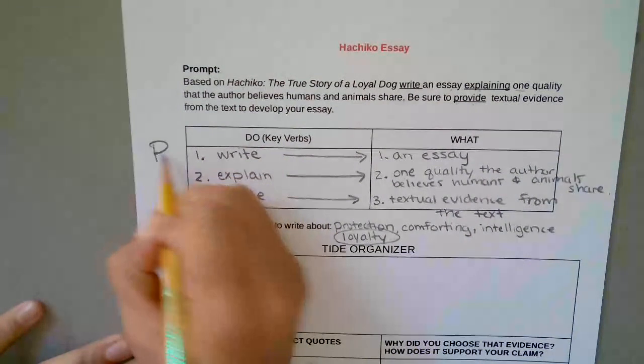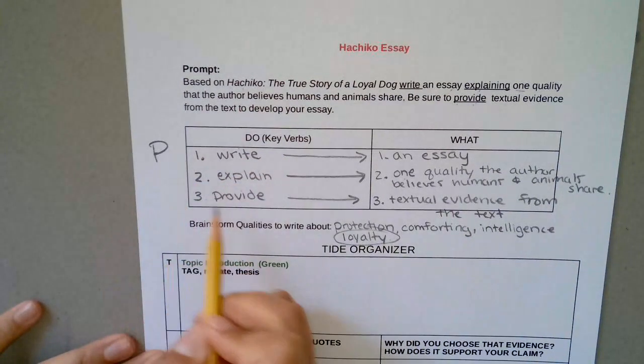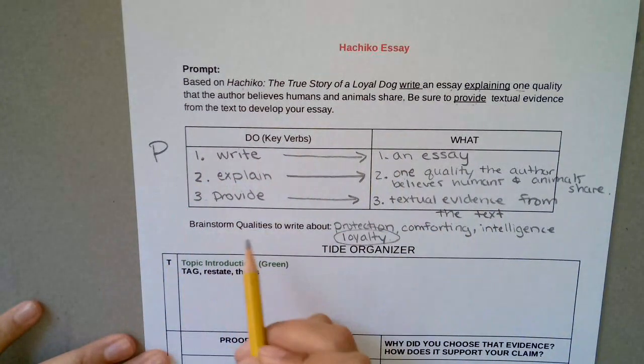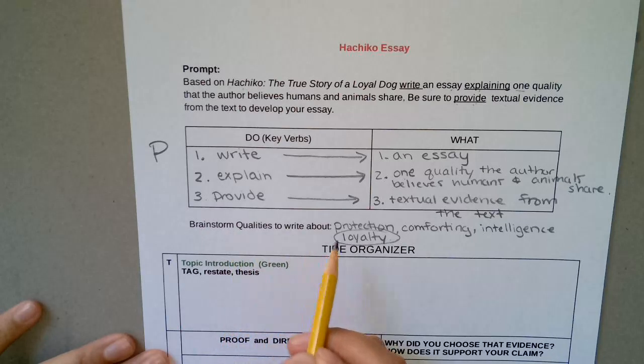Okay, so that was the P in POW, right? The pulling the prompt apart and kind of thinking about what I want to write about. And I'm going to write about the quality of loyalty.